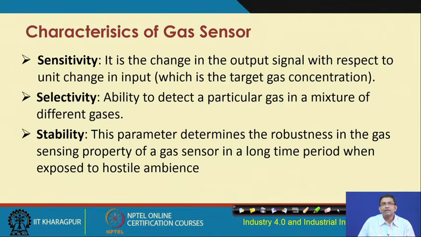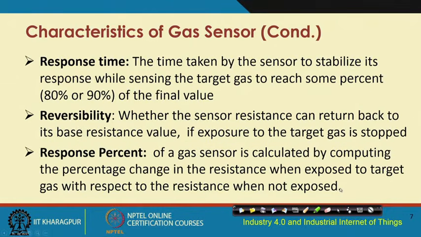Selectivity is the ability to detect a particular gas in a mixture of different gases. Stability characteristic is basically the parameter which determines the robustness in the gas sensing property of a gas sensor over a long duration of time when it is exposed to hostile ambience. Response time is the other characteristic which basically captures the time taken by the sensor to stabilize its response when sensing the target gas to reach some predefined threshold value like 80%, 90% or whatever. So, how much is the time taken to come to that stable point, that is the response time.